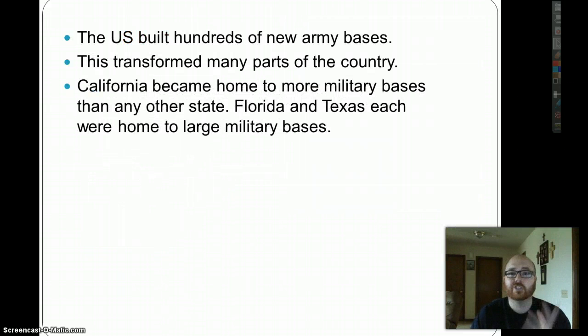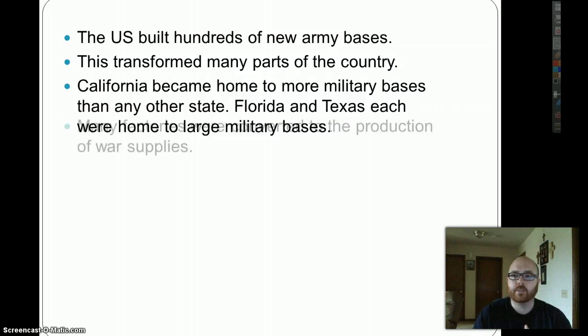The U.S. built hundreds of new army bases and transformed many parts of the country, primarily the West and South. Florida had some, and just all over the country. Alright, California became home to more military bases than any other state. Why, you ask? Well, because it's on the West Coast. And the more military bases we have over there, the better chance we have of defending ourselves if Japan decides to attack the West Coast, which was a real fear that we had, that Japan was going to attack California. Right? And so Florida, Texas, all these large military bases are going to be formed.